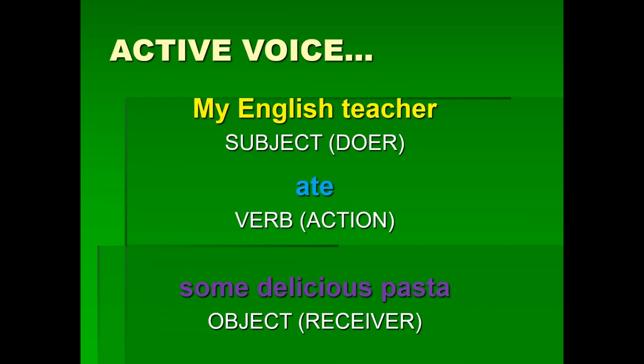My English teacher ate some delicious pasta is active voice. Why? Because the subject of the sentence, which is my English teacher, is the doer of the action ate. That's the verb of the sentence. My English teacher ate some delicious pasta. That's active voice.